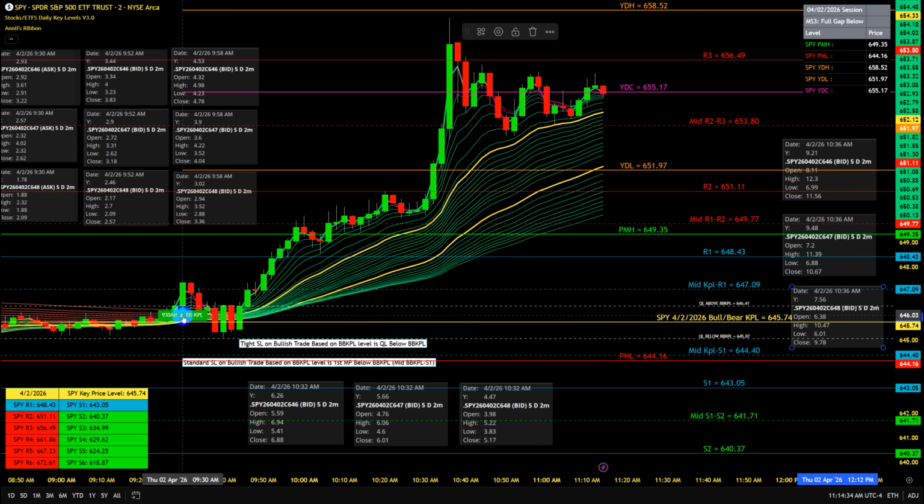If this close was below the bull bear KPL and within the acceptable range, then you would see a red label on the close of the 9:30 a.m. candle, giving you a bearish entry signal.